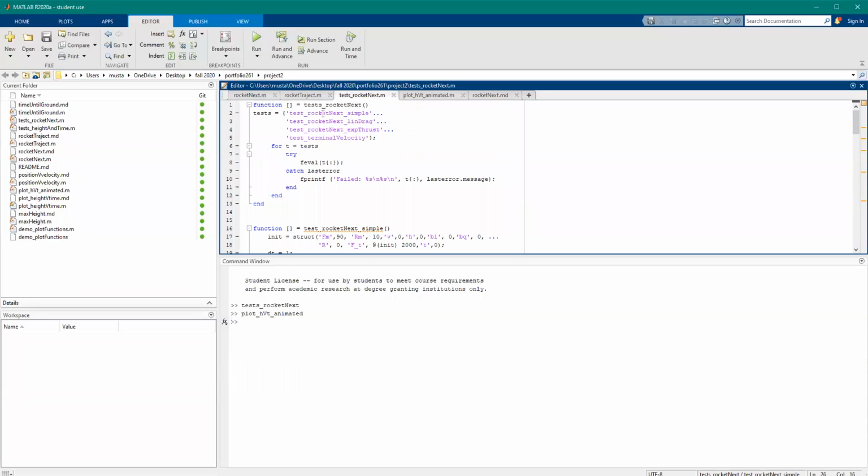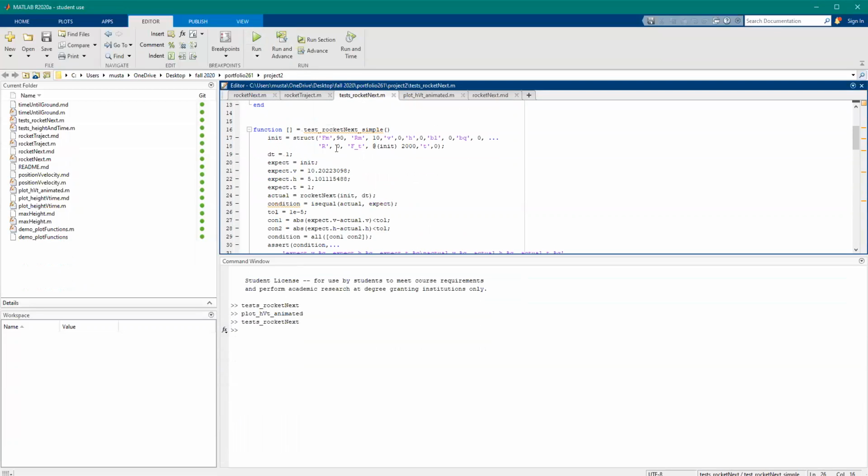This is the test rocket next. It passes. Everything passes, thankfully. And I'm going to talk to you guys about the simple one. So this is basically like a by hand, okay?